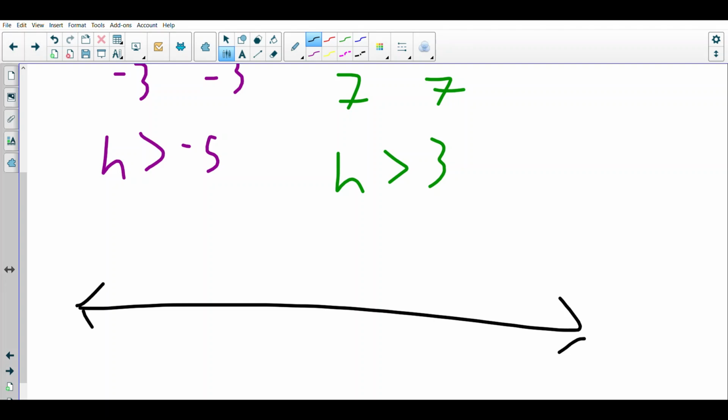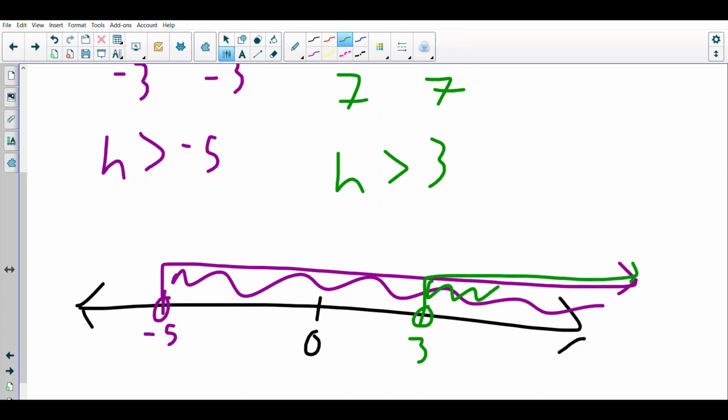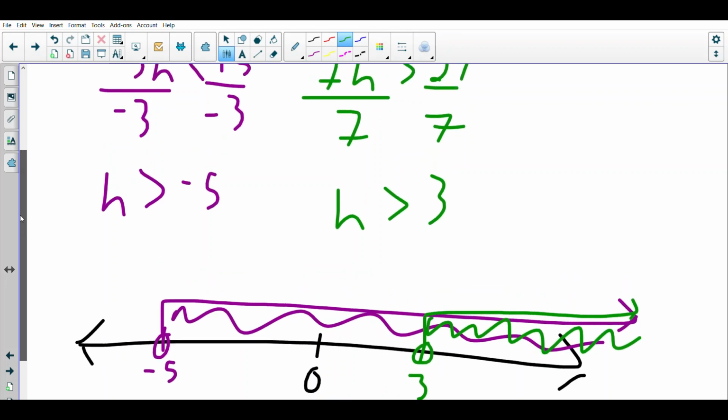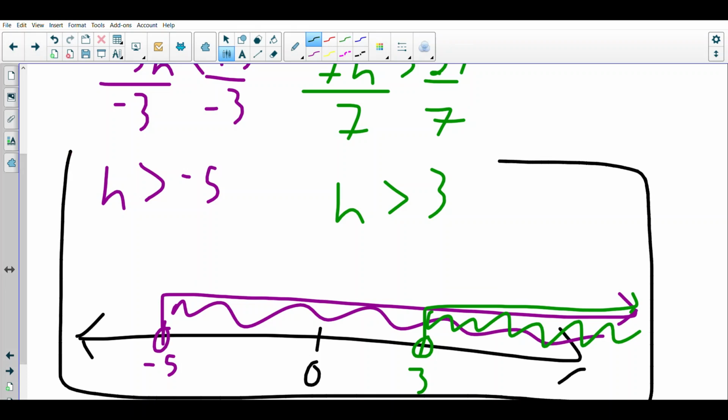Now this one, it doesn't matter. It doesn't have to overlap. So I got 0, and -5 here. Open circle to the right, and everything there. Then I'm going to do h is greater than 3. So I do 3, open circle to the right. It doesn't matter if they overlap or not. Most of the time they're not going to overlap; most of the time they will be separate. But right there, that's my answer. I'm done. These happen to overlap. Most of the time they won't, though. We'll see that in a follow-up problem.